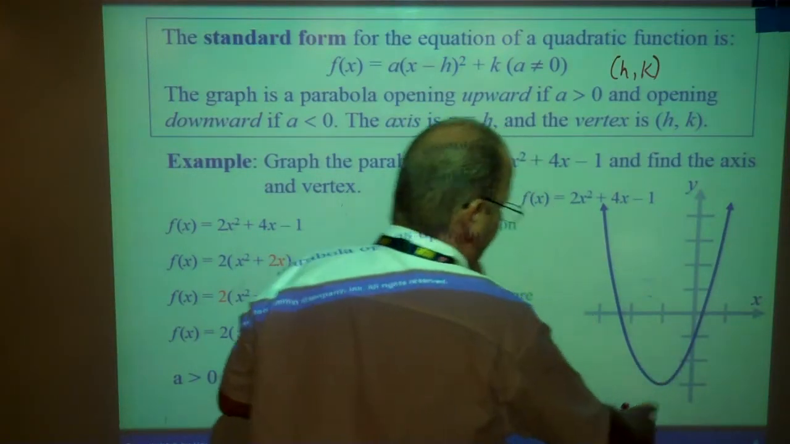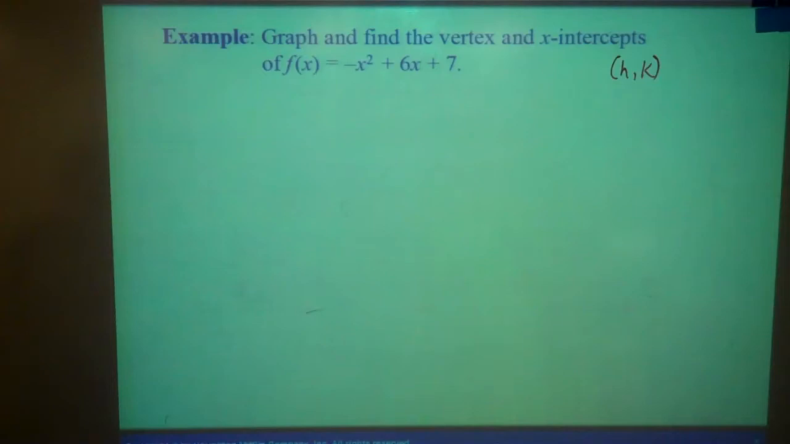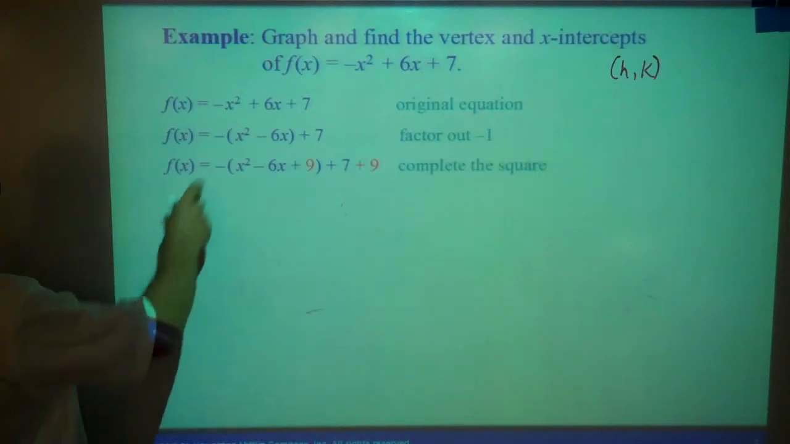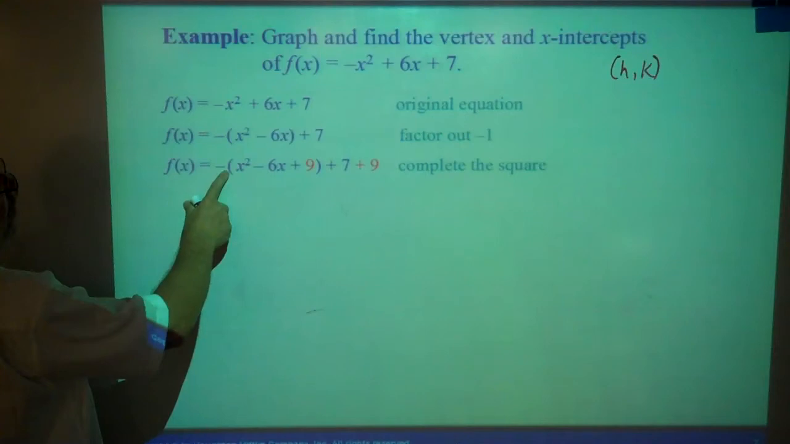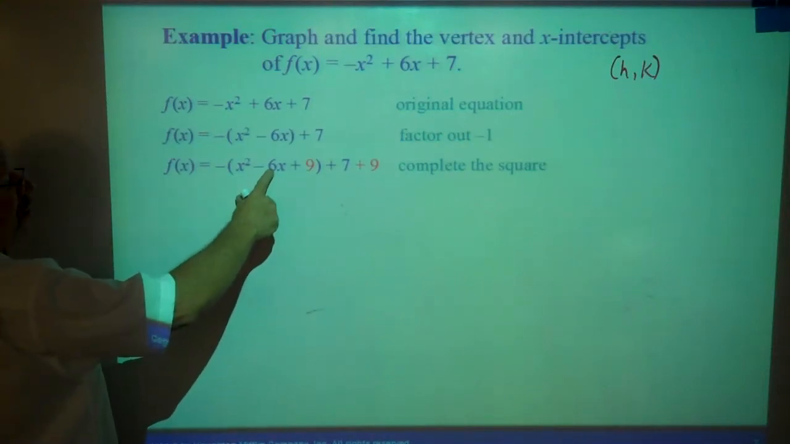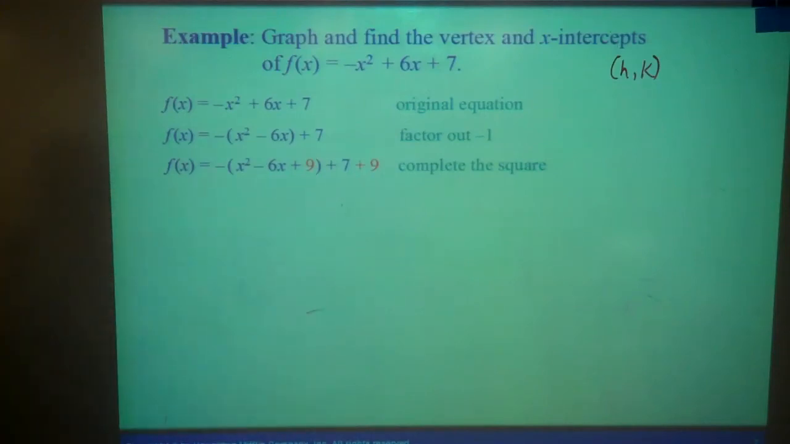Now we're going to learn how to do what's called completing the square to complete that operation. So what we do here is we group these two terms together, factor out that negative, and then we're going to add half of this number squared. Please see part B for the operation called completing the square.